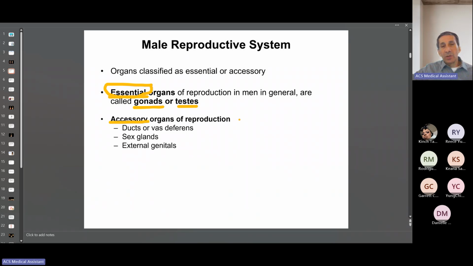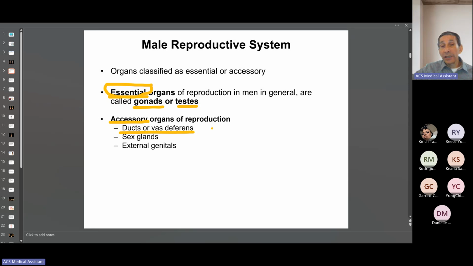So then what will be the accessory organs? That will be the tubes that carry the seminal fluid with the sperm from the testicles to the outside, the external genitalia that we will discuss later on. Those are called ducts, or vas deferens, or the spermatic cord. So that's basically what it is.